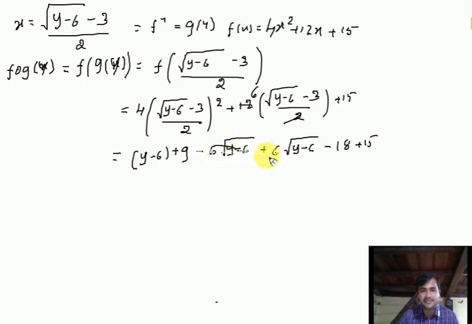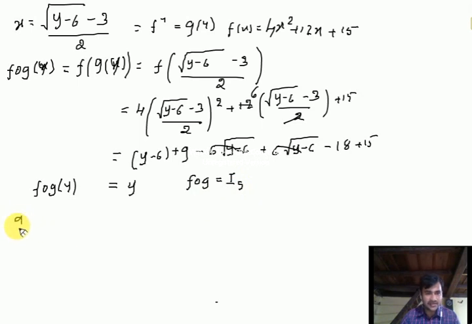Now this is 15 minus 18, which will be minus 3. This is 9 minus 6, it will be again plus 3, that gets cancelled. So it is equal to y. We get FOG of y is equal to y, which means it's an identity function. Therefore FOG is equal to I_S, because g is a function that starts from S.